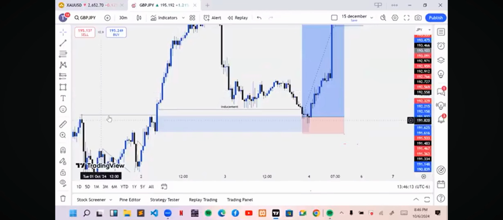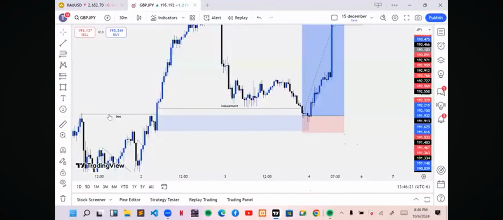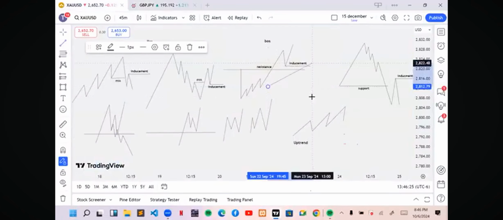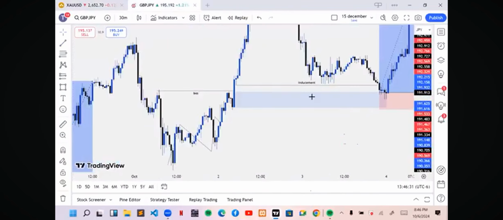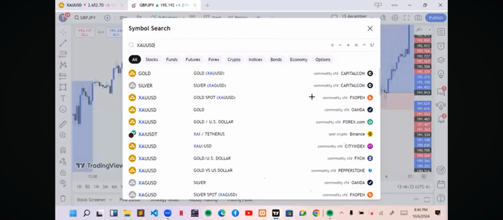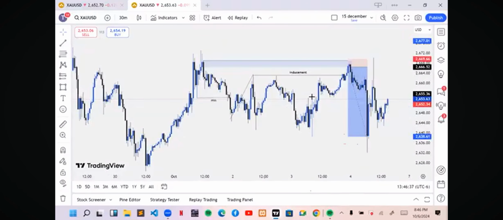So I've gotten my breakout structure, and I've gotten my inducement right here. Same thing with gold. For gold, I've gotten my market structure right here, and I've gotten my inducement right here.